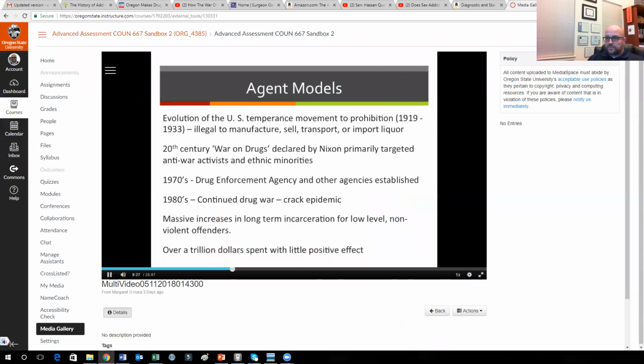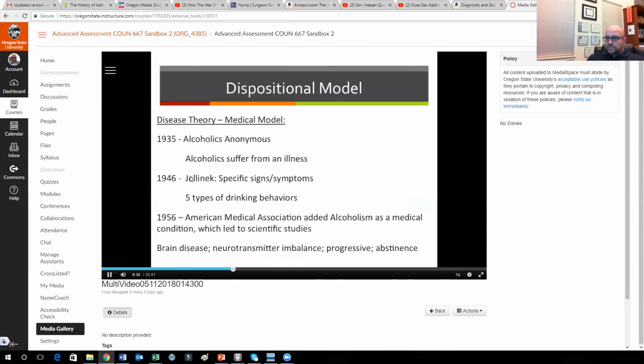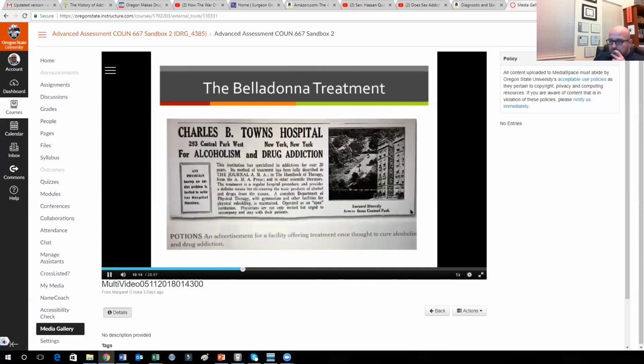The drug war. Next, the dispositional model, and this includes disease theory and the medical model. So in 1935, Alcoholics Anonymous was founded, and the idea that alcoholics suffer from an illness. In 1946, Jellinek came up with specific signs and symptoms, and he generated 5 types of drinking behaviors. In 1956, the American Medical Association added alcoholism as a medical condition, which led to scientific studies. In this model, we see that it was considered brain disease with neurotransmitter imbalance, and it was progressive.